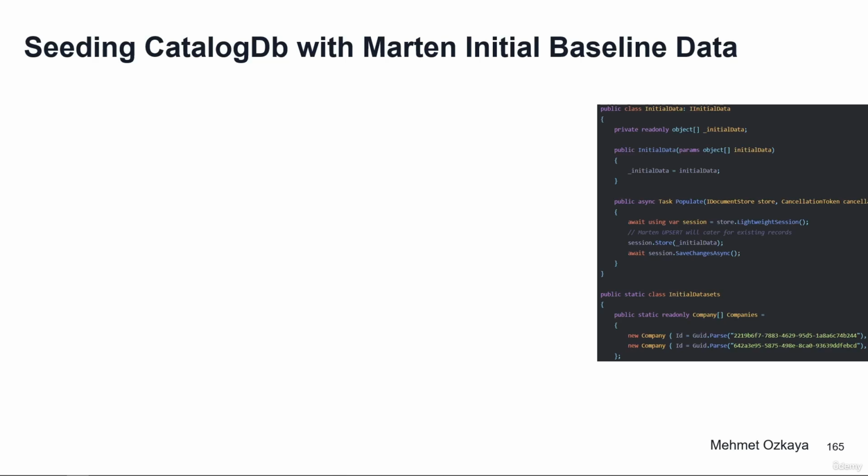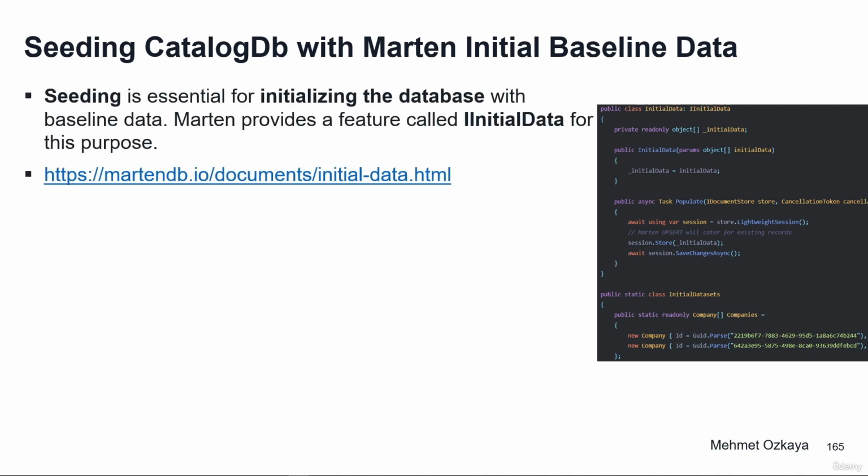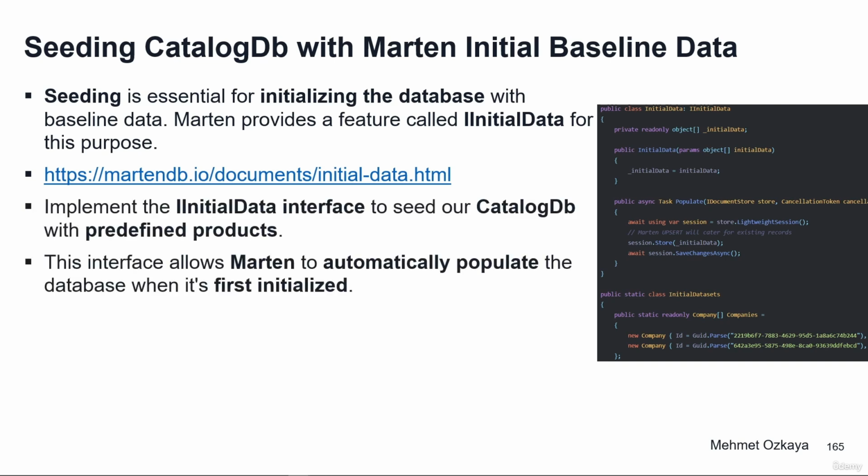In this video, we are going to learn how we can seed the catalog database using Marten initial baseline data. Seeding is essential for initializing the database with baseline data, and Marten provides a feature called the IInitialData interface for this purpose. So we will implement the IInitialData interface in order to seed our catalog database with predefined product information. This interface allows Marten to automatically populate the database when it's first initialized.